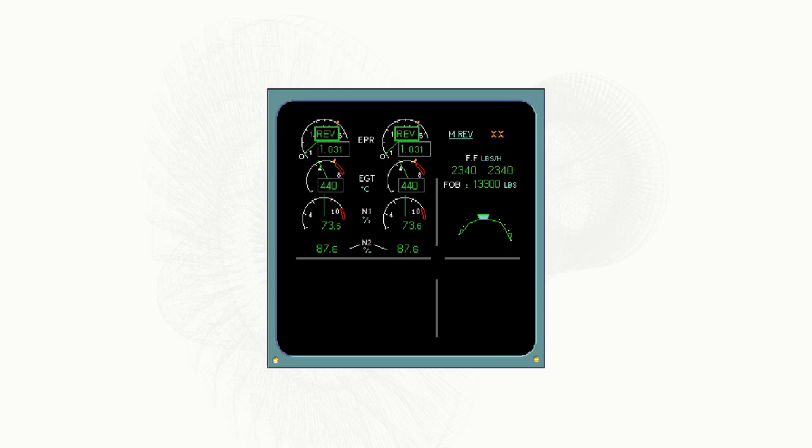Other indications regarding the reverse thrust system may be provided: reverser deployed, reverser operating, etc. These indications will be dependent upon the aircraft type.